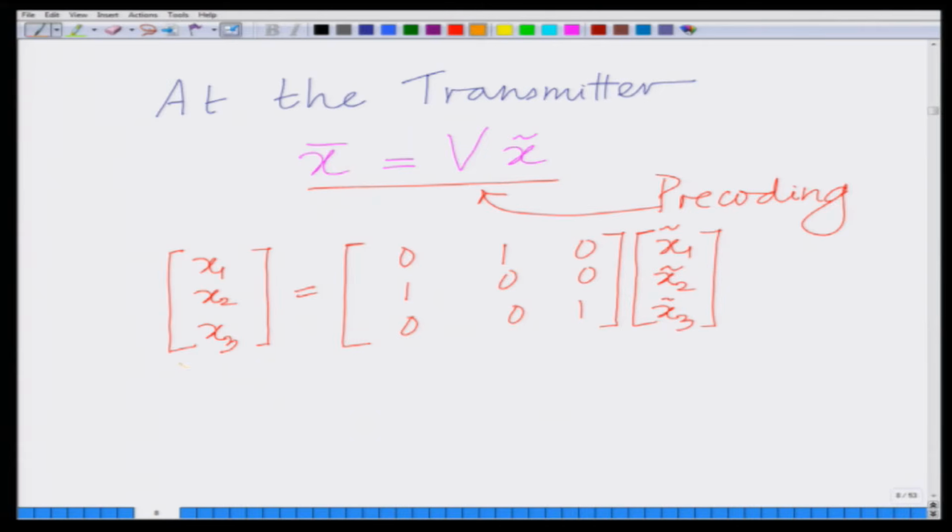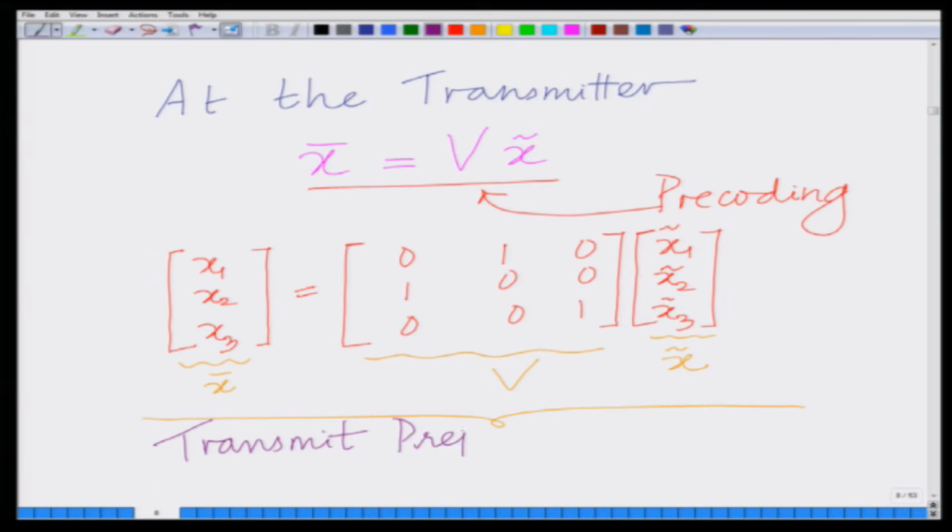So, this is basically my x bar, this is my matrix V, and this is my vector x tilde. This is the pre-processing at the transmitter. This step is also known as the transmit pre-processing step in SVD based MIMO transmission, or basically pre-coding.